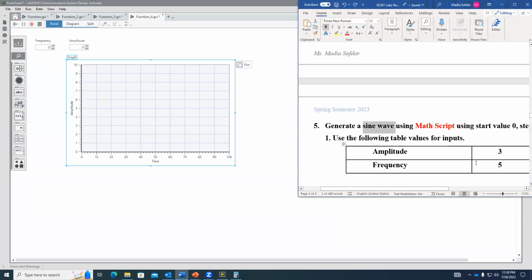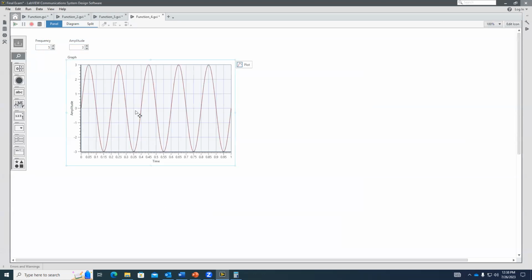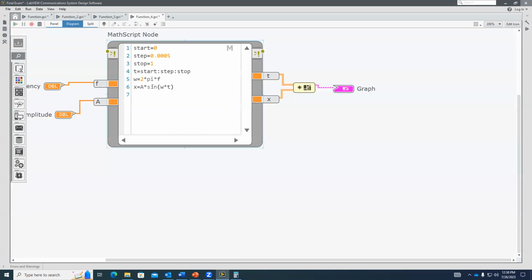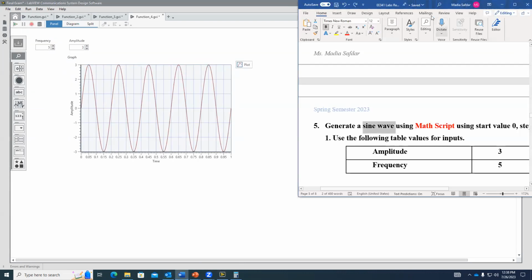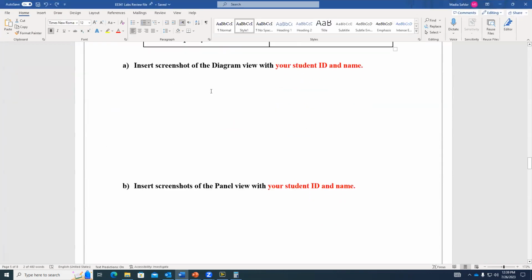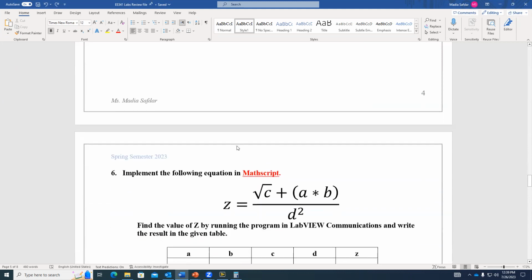How much is the frequency? Frequency is 5 and amplitude is 3. Run. This is your output. So just you did it according to the question and this is the output. Okay. So you will put it here. Screenshot of the diagram view, screenshot of the panel. So this is about math script.